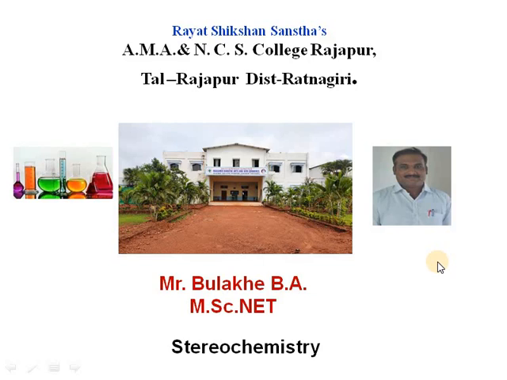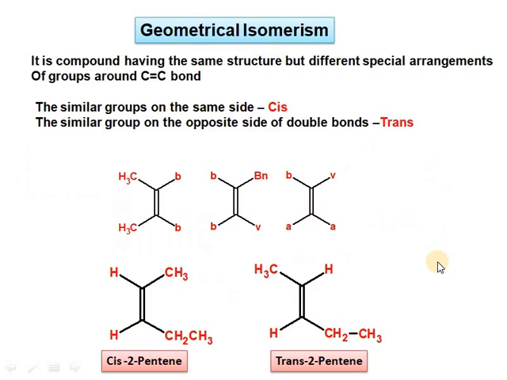Welcome to all. In today's lecture we are going to discuss a new topic, stereochemistry. In this topic, we have now learned geometrical isomerism. You know that stereochemistry or stereoisomerism can exhibit various isomers having the same structures but different spatial arrangements, and hence this shows that different configurations are possible.